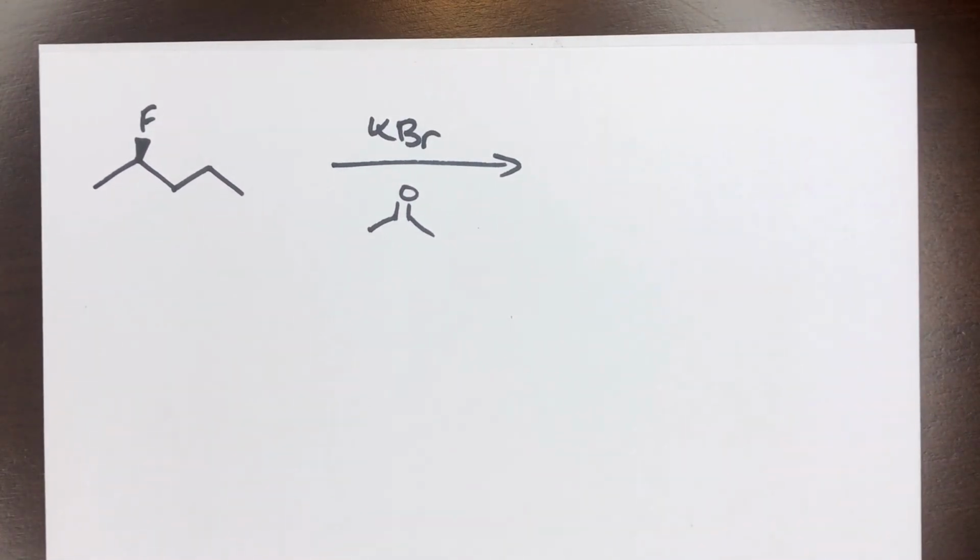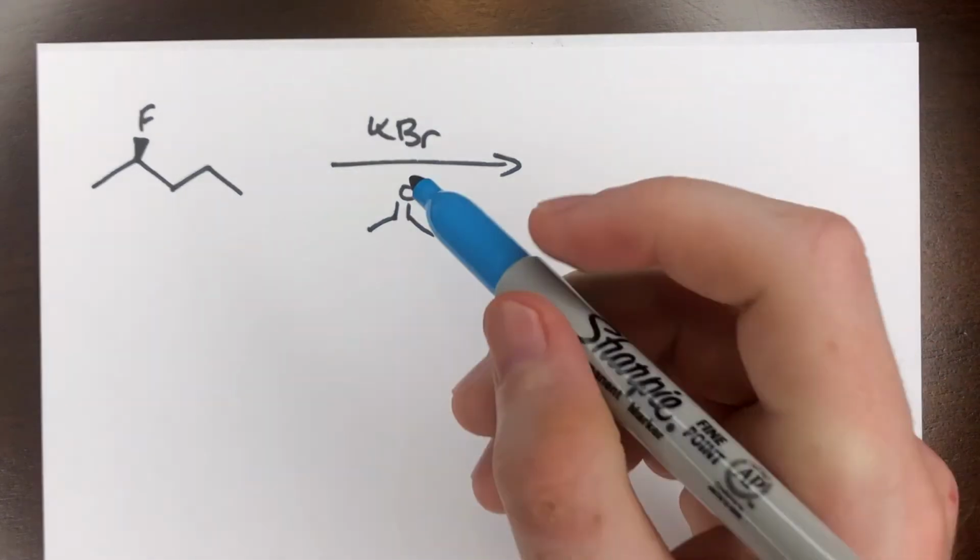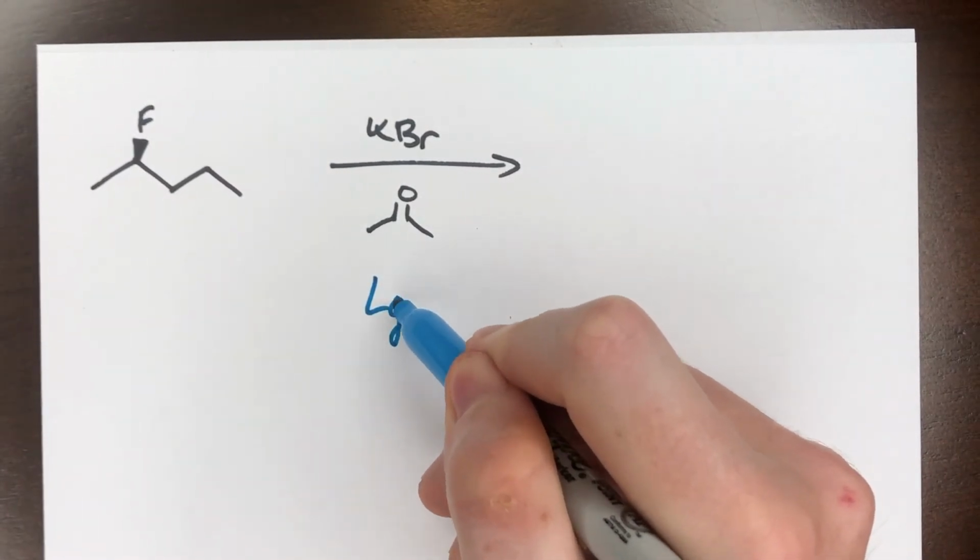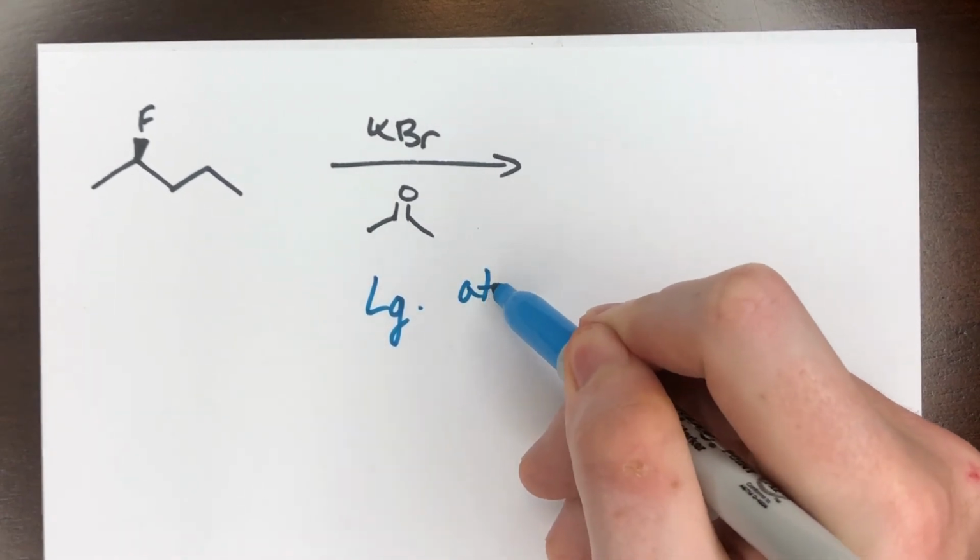Okay, so here we have a relatively large atom. Bromine is a large atom, and this molecule is small.